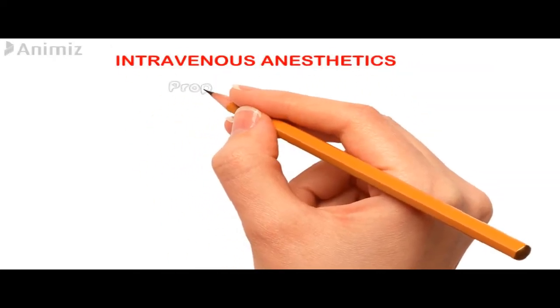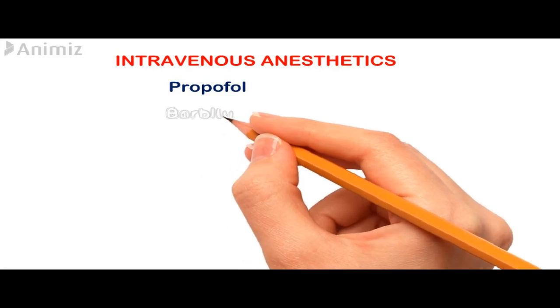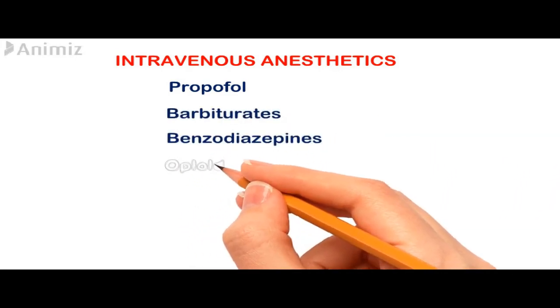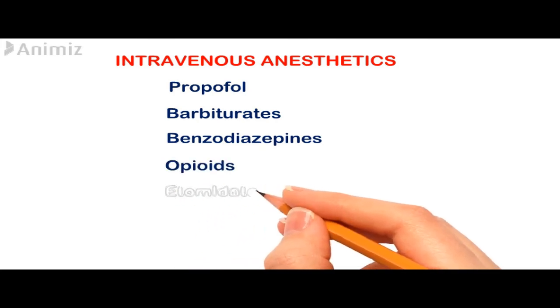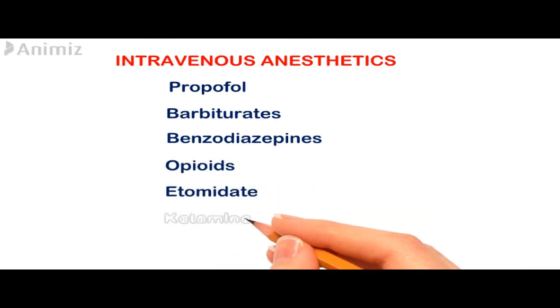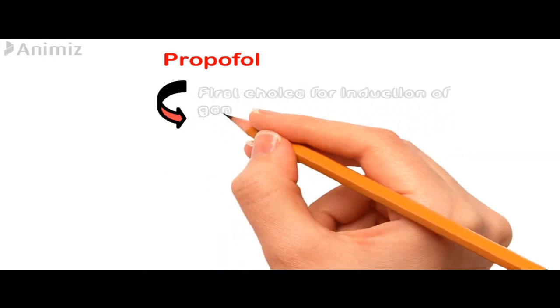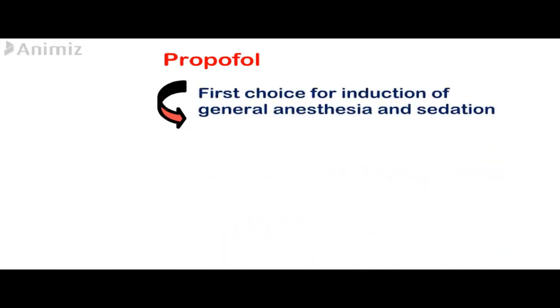Intravenous anesthetics provide rapid induction, and examples of these IV anesthetics are propofol, barbiturates, benzodiazepines, opioids, etomidate, ketamine, and dexmedetomidine. We will go through them one by one. Starting with propofol, it is an IV sedative hypnotic drug, and it is widely used, and it has replaced thiopental as the first choice for induction of general anesthesia and sedation.